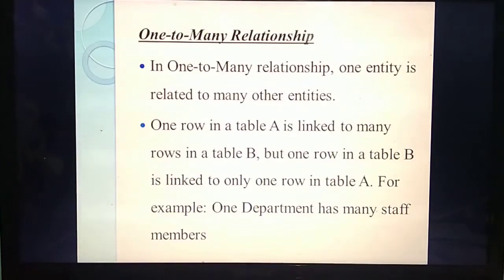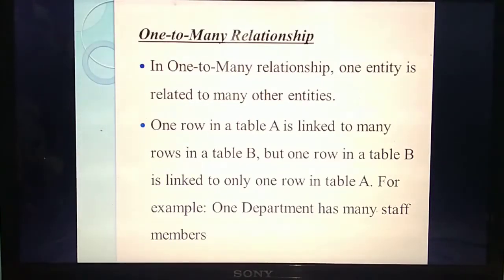Next one is one-to-many relationship. The name itself says one-to-many. That means one entity from one table is linked with many entities from the next table. Consider two tables, table A and table B. One row in table A is linked with many rows in table B.